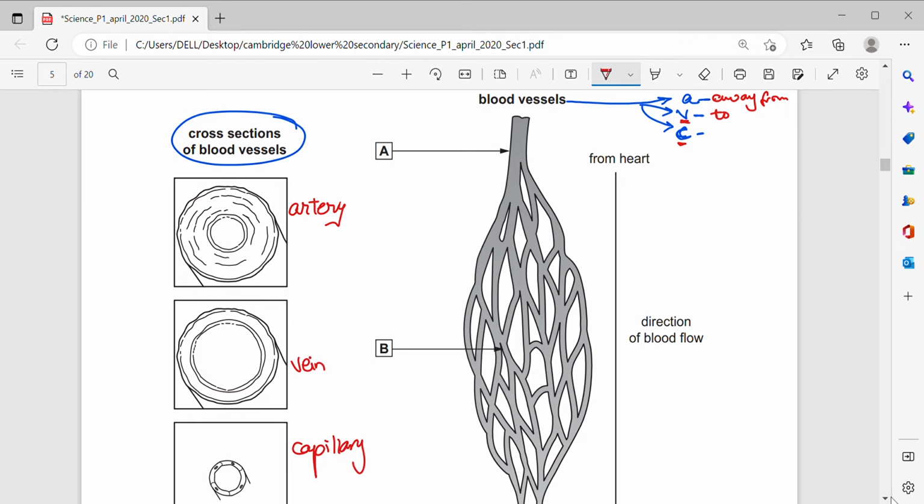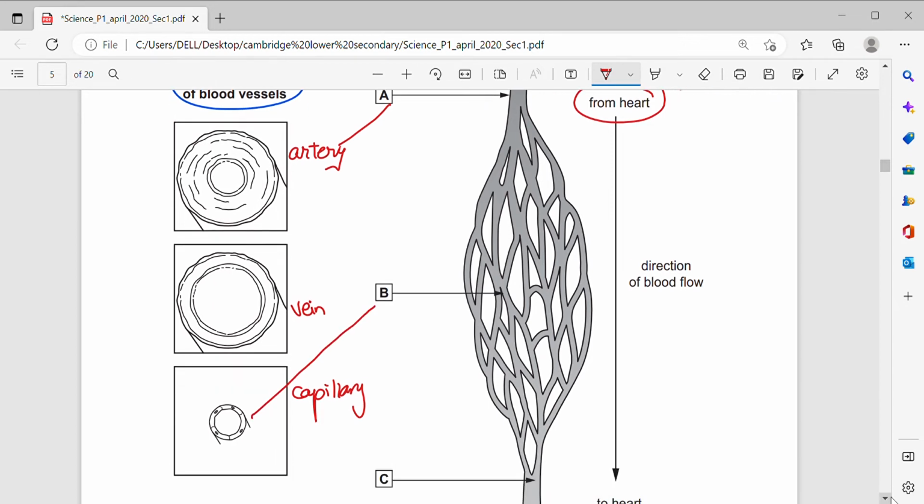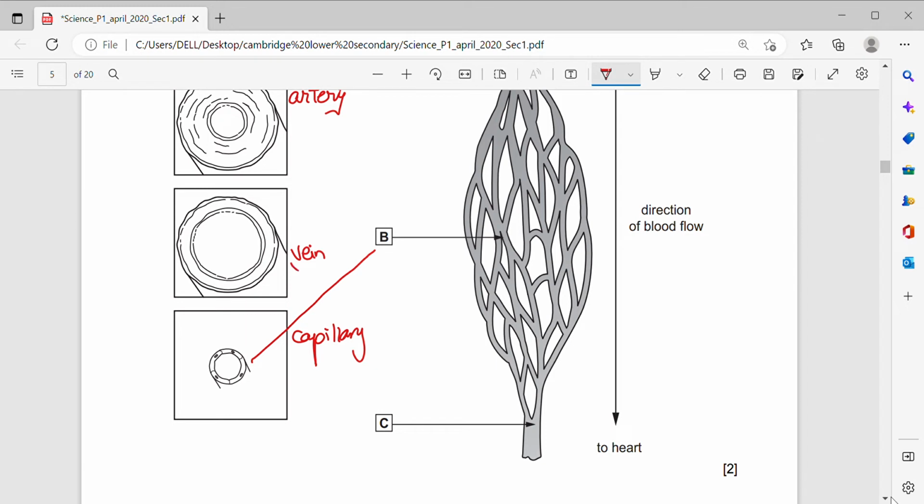If we need to match the cross sections with the blood vessels, here, from the heart, so away from the heart, it's an artery. This is the artery. The capillary, this is the capillary. The vein is to the heart. The vein to the heart. Okay.